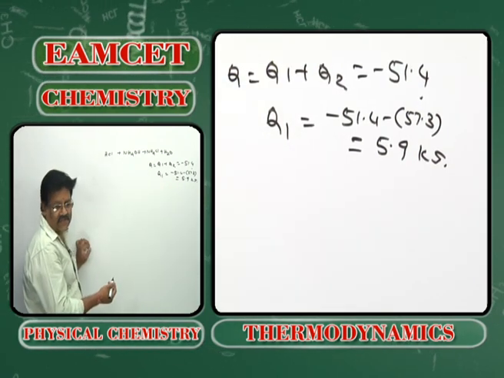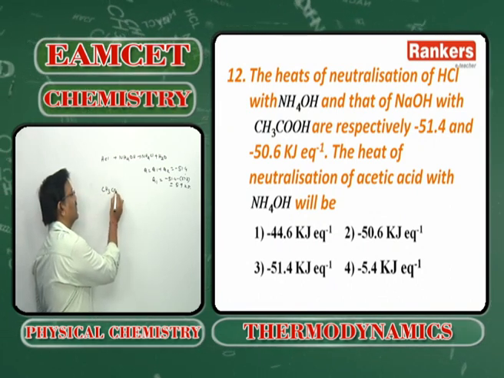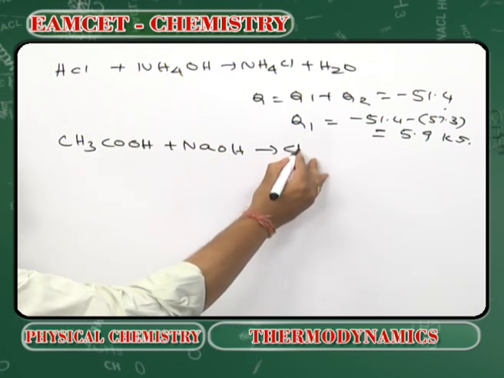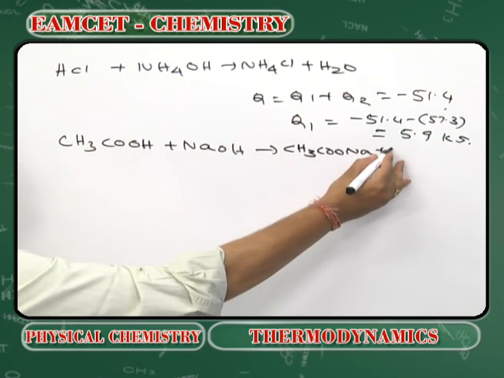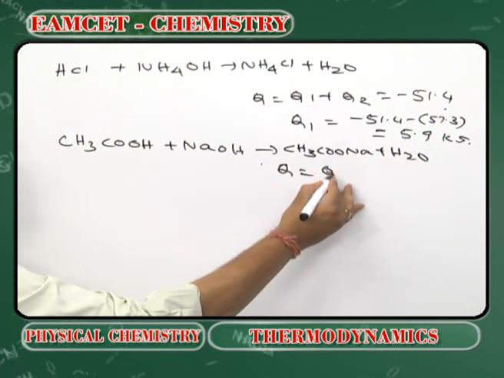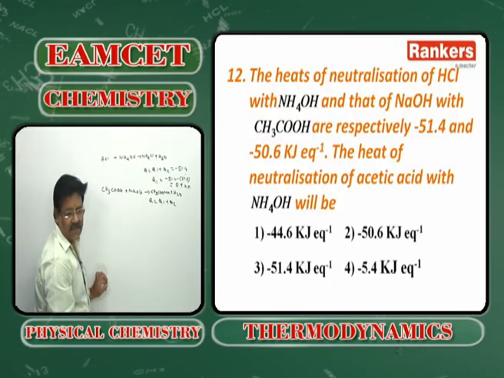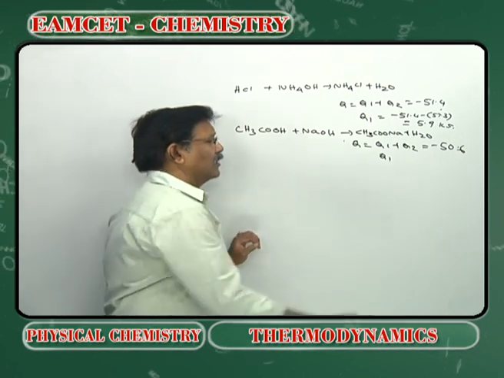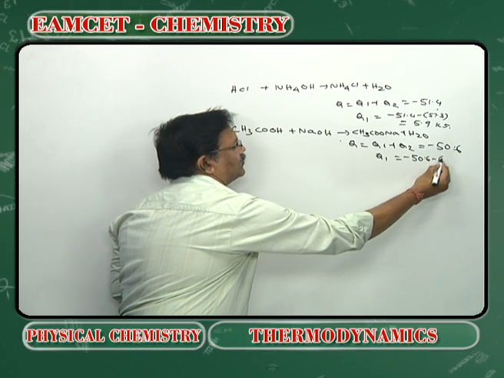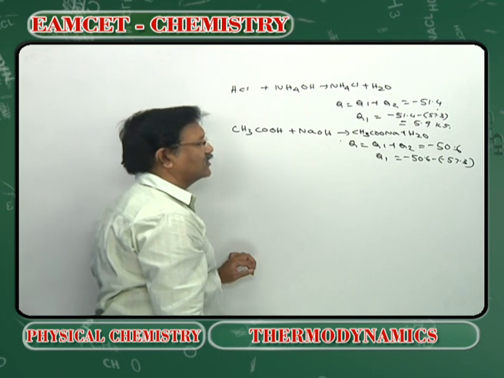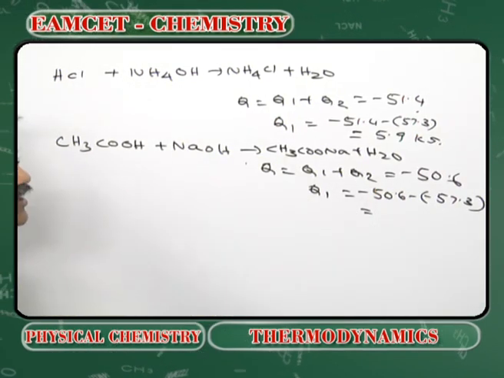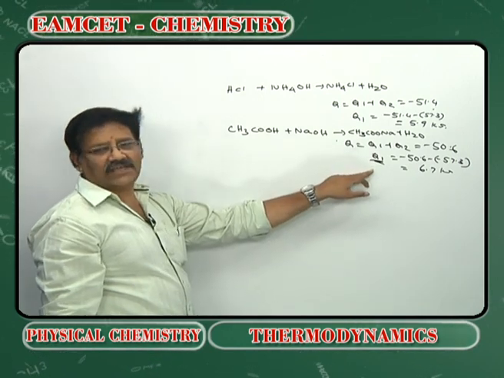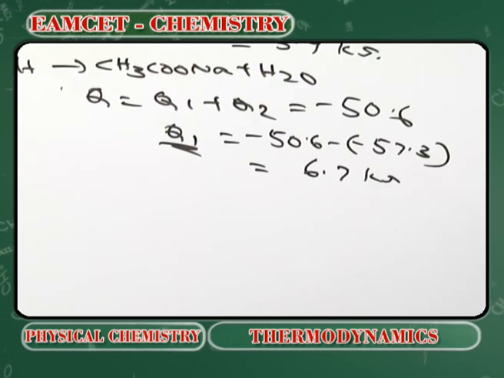From the second equation, what is the second equation? CH3COOH plus NaOH gives CH3COONa plus H2O. So here also Q is equal to Q1 plus Q2, which is equal to minus 50.6. Here Q1 is equal to minus 50.6 minus of minus 57.3, which is approximately 6.7 kilojoules. What is Q1 here? Heat of ionization of acetic acid.